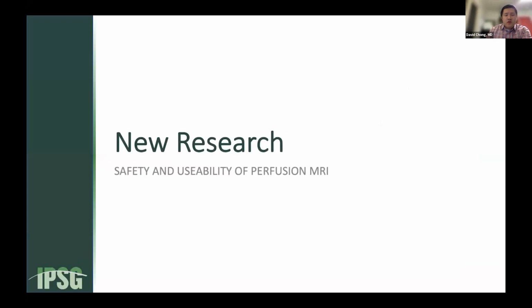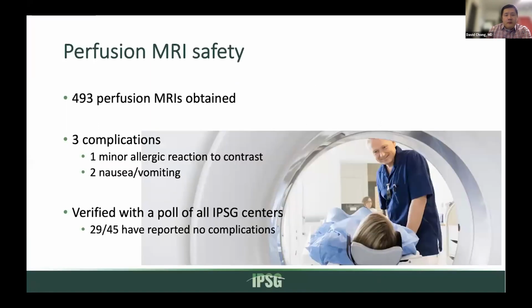So new research that's going on right now, we're currently looking at how safe these MRIs are, as well as how easy it is to use. So from a safety standpoint, we've had 493 perfusion MRIs so far over these past several years. We've only had 3 complications reported to date. One was a minor allergic reaction to contrast, and 2 were nausea and vomiting, likely induced from sedation.